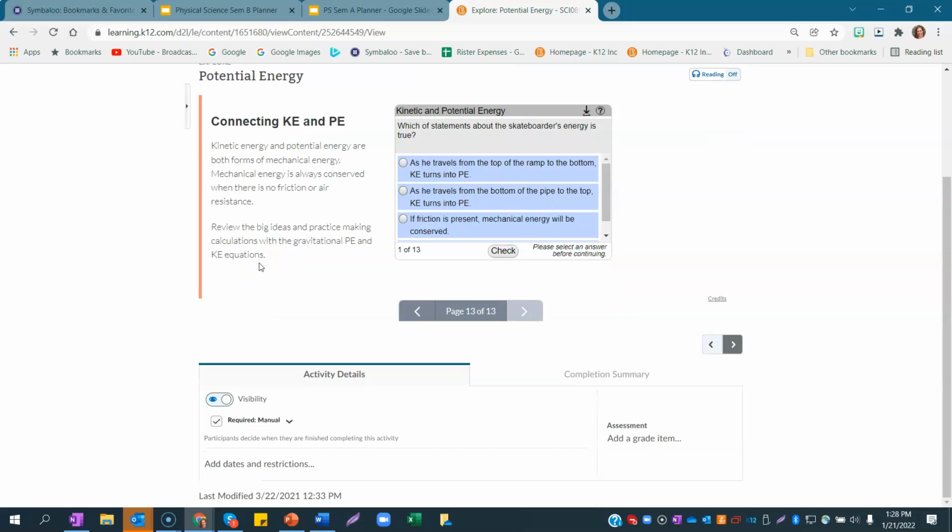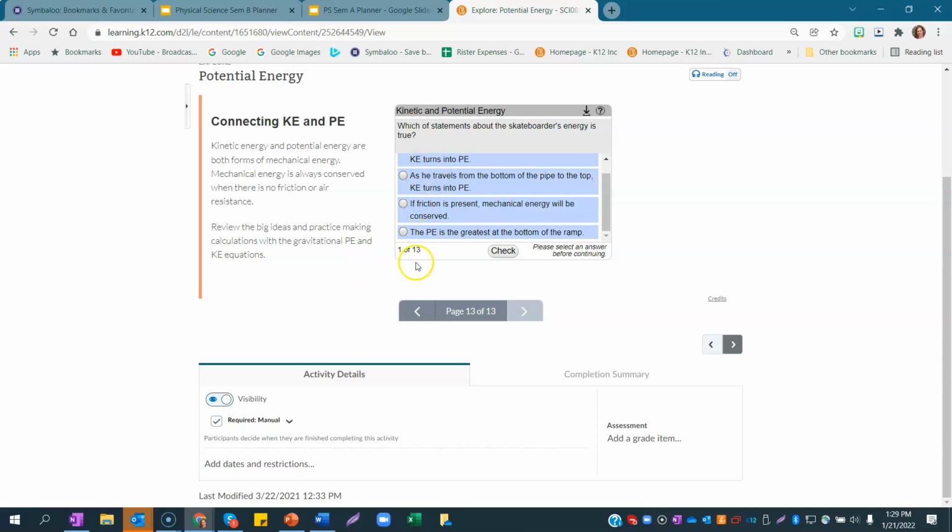And then it says, review the big ideas and practice making calculations with the gravitational PE and KE equations. So going through and solving all 13 of these would be a really great way to make sure you understand all the concepts in this lesson. Anything that you struggle with, I would encourage you to figure out how to work it correctly. Take screenshots of the question and the answer, or write out how you solved it if it's one of the math problems, and have that in your notes so that when you take the quiz or the test, you have that to help you.